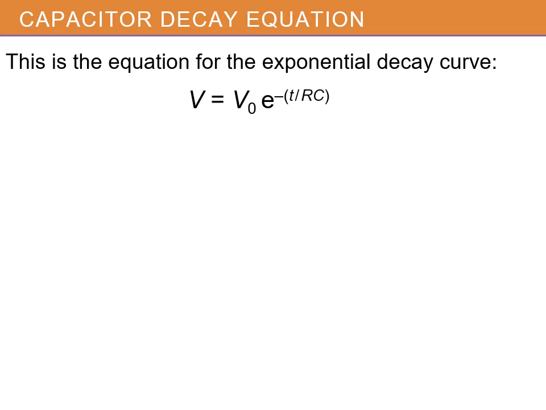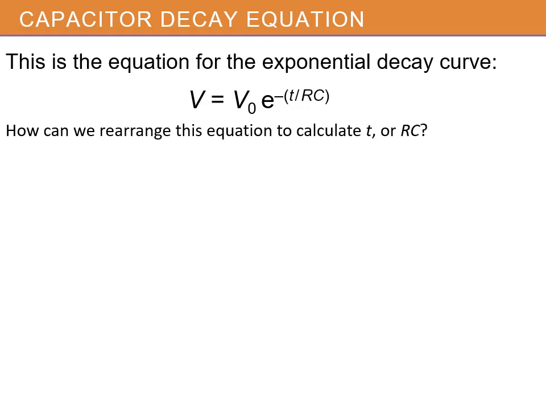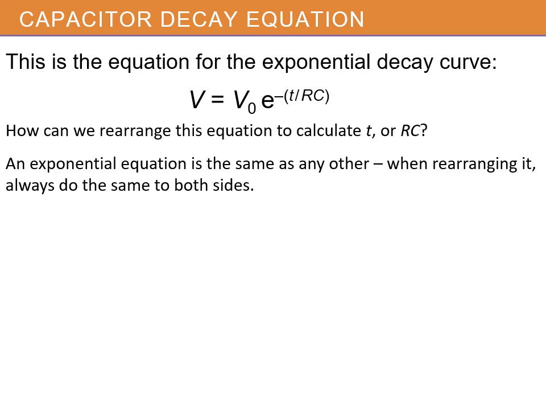We need a little mathematical skill to derive these relationships. This is the equation for the exponential decay curve. This equation is given. You don't need to worry about where this equation comes from. V is the voltage, V naught is the initial voltage, and e is the exponential of this relationship. So how can we rearrange this equation to calculate t or RC? Because you can see time and RC are in the exponent, if you take a natural log on both sides, then you will be able to find out.